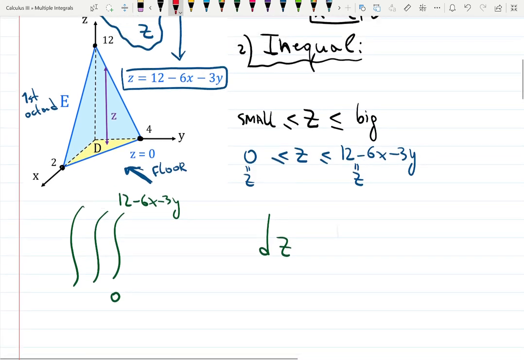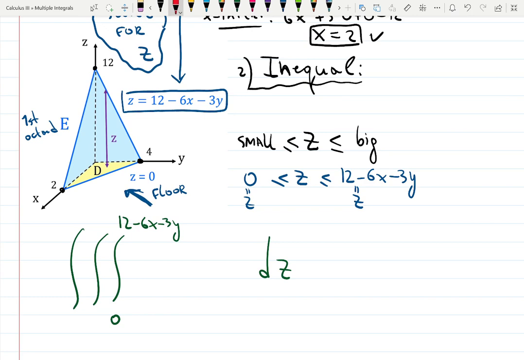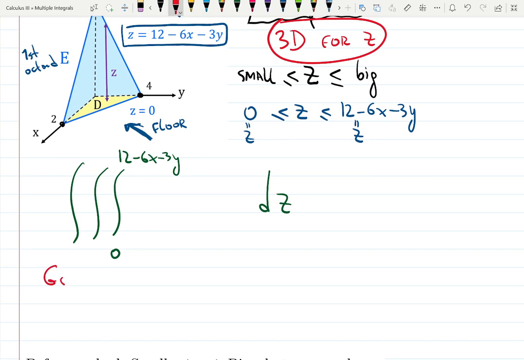So when you're done with inequalities, first you do 3D for z. We used to do it in a 2D place, and on the test you saw, you draw the 2D picture, a triangle, a parabola, whatever it was. Now z requires a picture in 3D, so we're checking out this height from the floor to this plane. Now we're going to 2D. Go to 2D for x or y. In this case, we're doing y.